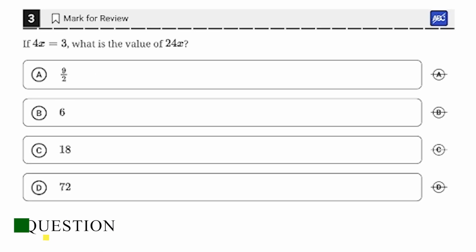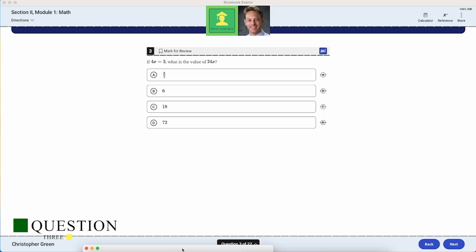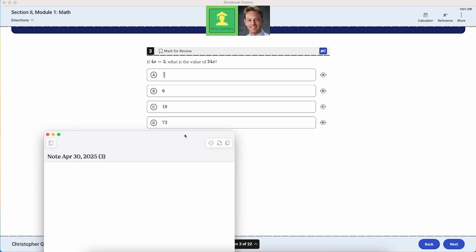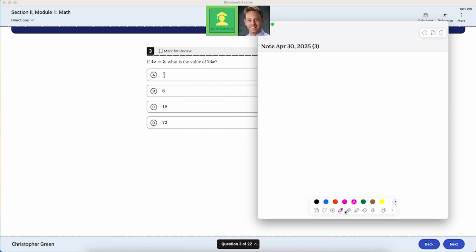4x equals 3. What is the value of 24x? If you wanted to, and I always advise being very careful to write things down, so I don't recommend trying to jump to it in your head, you could write the proportion as 4x is to 3 as 24x is to an unknown. And if you really wanted to, in fact, you probably should cross multiply in any situation where you have fraction equals fraction.